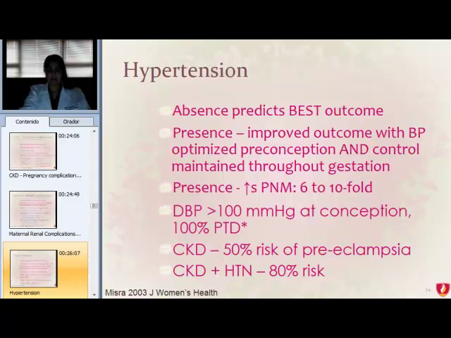Absence of hypertension predicts the best outcome. If patients do have hypertension, we can improve outcomes with optimizing blood pressure control preconceptionally and maintaining good control throughout. Blood pressure management is extremely important in these patients. We can have loose control in patients with other hypertensive disorders in pregnancy. However, if they have chronic kidney disease, very tight control of blood pressure is crucial. Presence of hypertension will increase perinatal mortality 6 to 10-fold. And in one study, Mishra showed that if a patient had a diastolic blood pressure of greater than 100 at conception, 100% of these patients delivered prematurely.